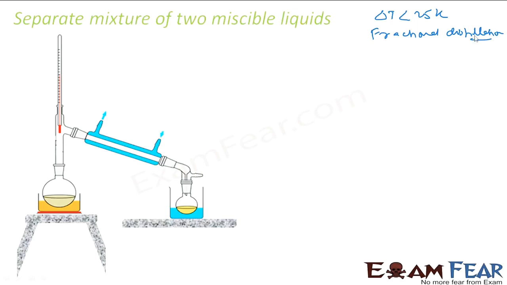For example, separating different gases from air, they have almost similar boiling points. Or separating different petroleum products. You must know that crude petroleum is one input, and from there you do fractional distillation and you get petrol, kerosene, and diesel. All these you get from that one single input by fractional distillation.